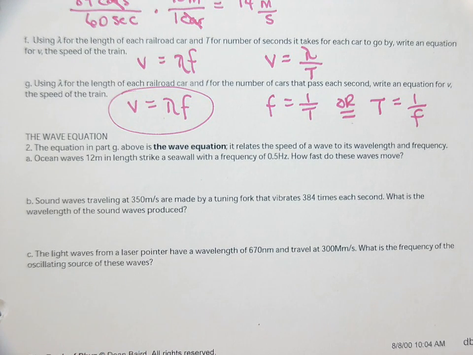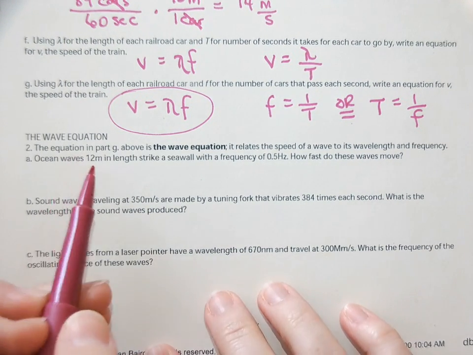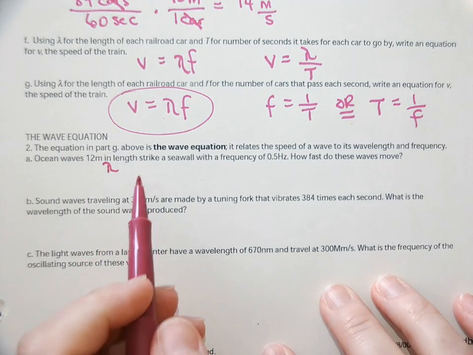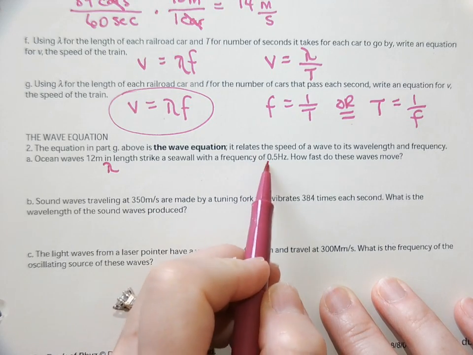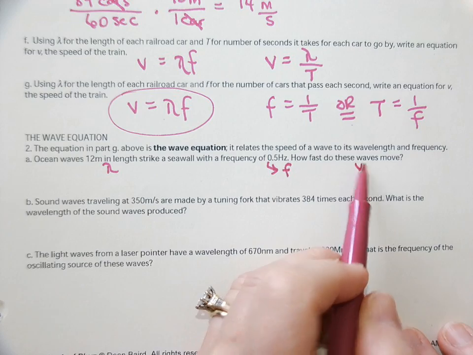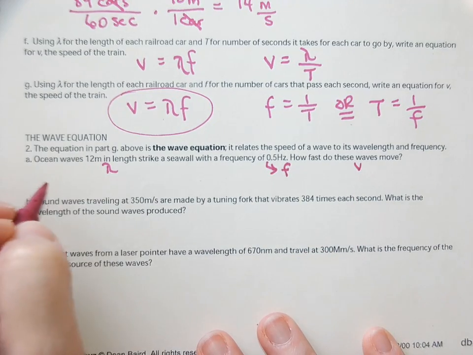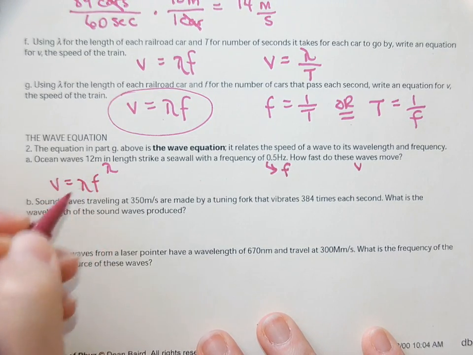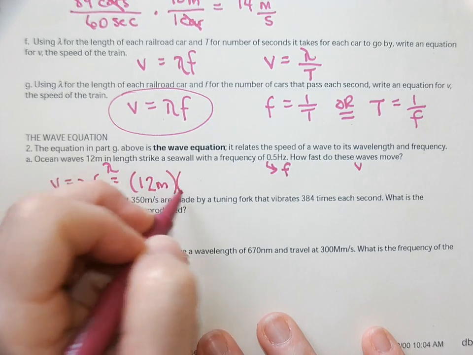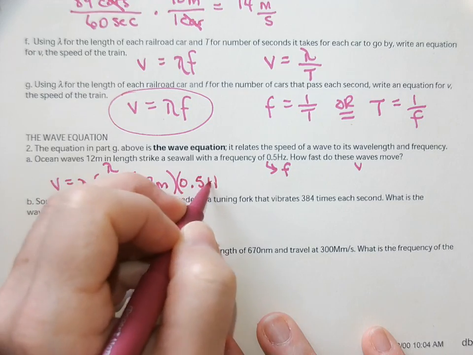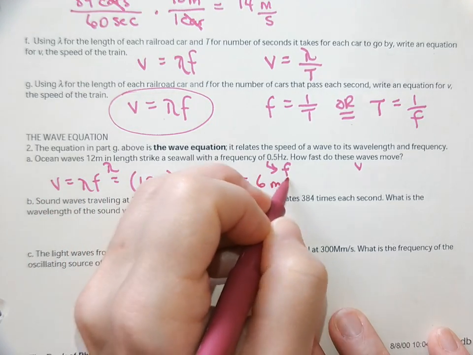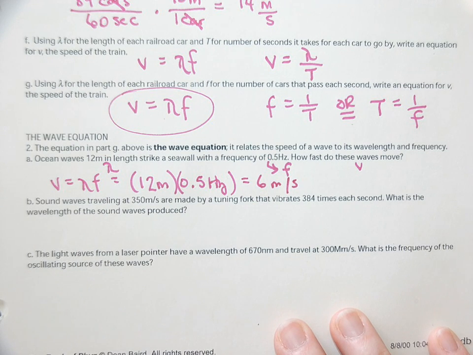All right, so let's try some work down here. In number 2, we're given an ocean wave question. The ocean wave is 12 meters in length, and it hits a seawall with a frequency of 0.5 hertz. How fast do these waves move? So that's a velocity question. So here I think I can do V equals lambda F. I'm going to plug in the 12 meters for wavelength, and I'm going to plug in the 0.5 hertz for frequency. You can just multiply that out. The speed of these ocean waves is 6 meters per second.